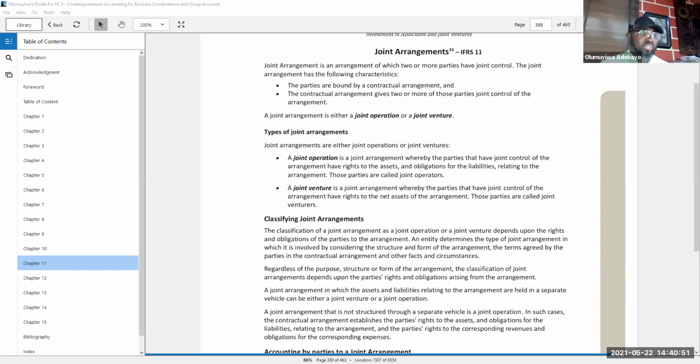And that's what we are trying to explain. Now, how does this affect the accounting? Accounting for joint operation by each of the operators is very straightforward.